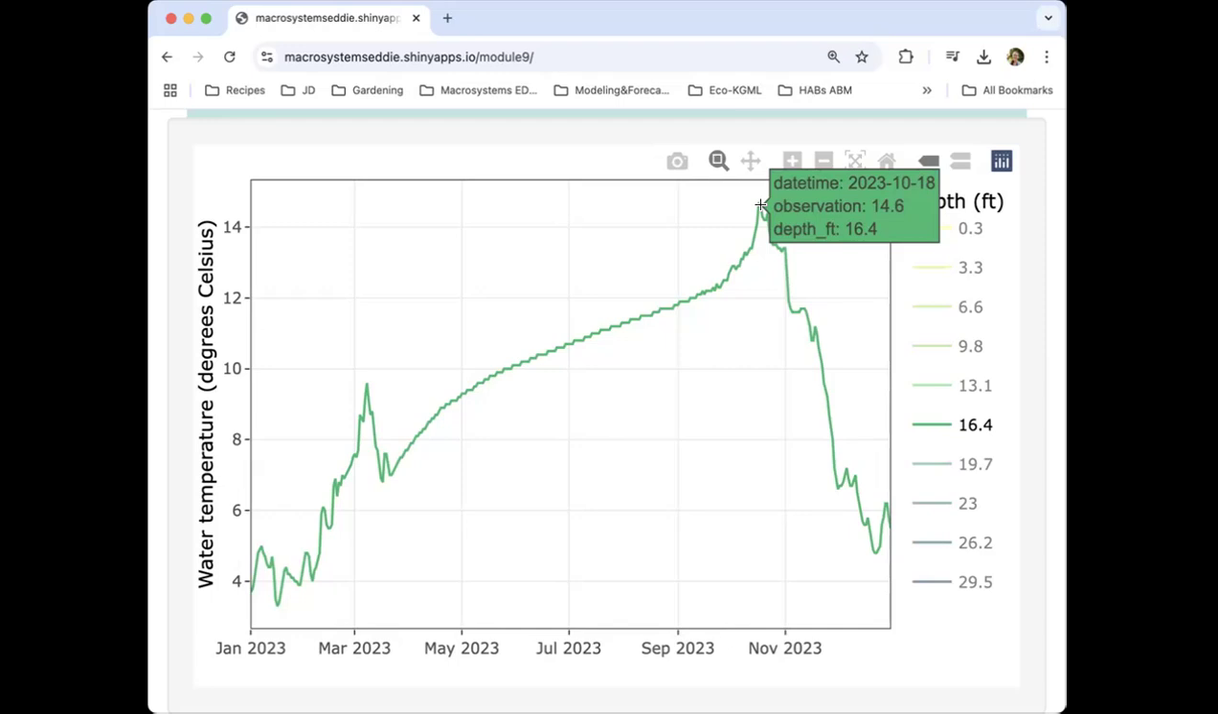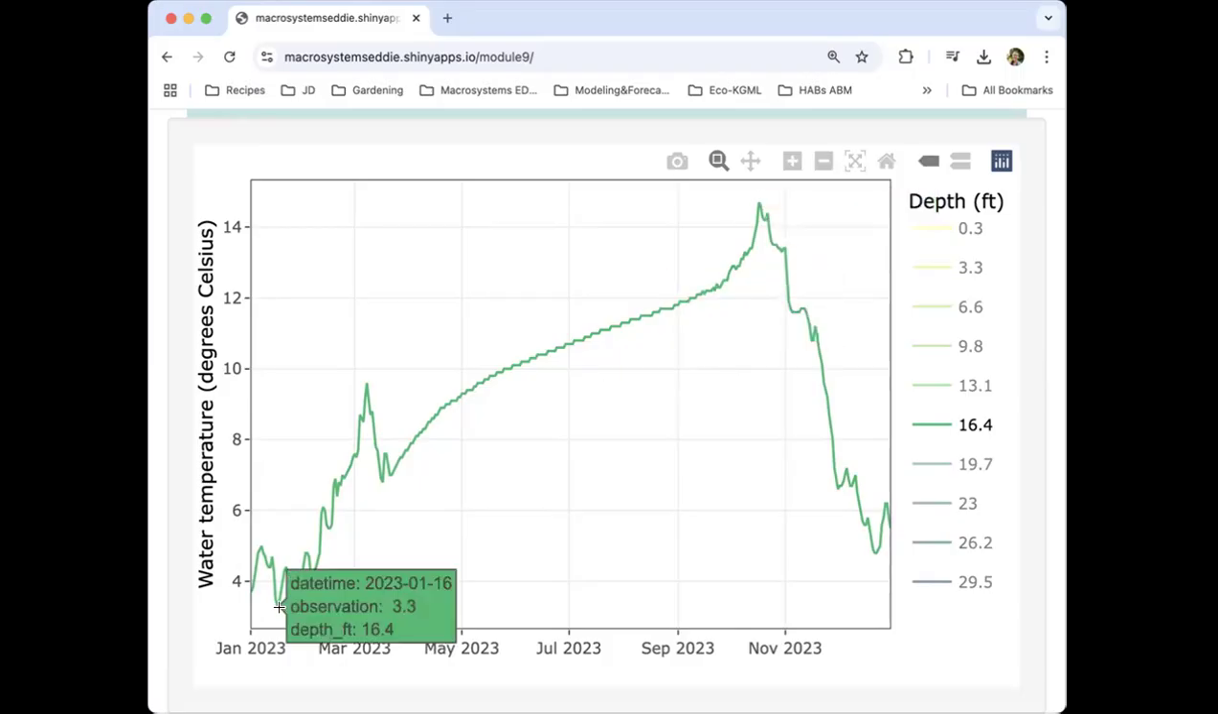A handy feature of this particular graph is that these little pop-ups occur when I hover my cursor over the data. So I can get a really precise idea of what the water temperature is and when it occurs. From my pop-up, I can see that the warmest water temperature occurs on October 17th, 2023, and that the value is 14.7 degrees Celsius. How about the coldest water temperature? When does that occur? If your eye was drawn to this low point in January, you would be correct. By hovering, we can find out that the lowest water temperature observed is on January 16th, 2023, and the value of that observation is 3.3 degrees Celsius.